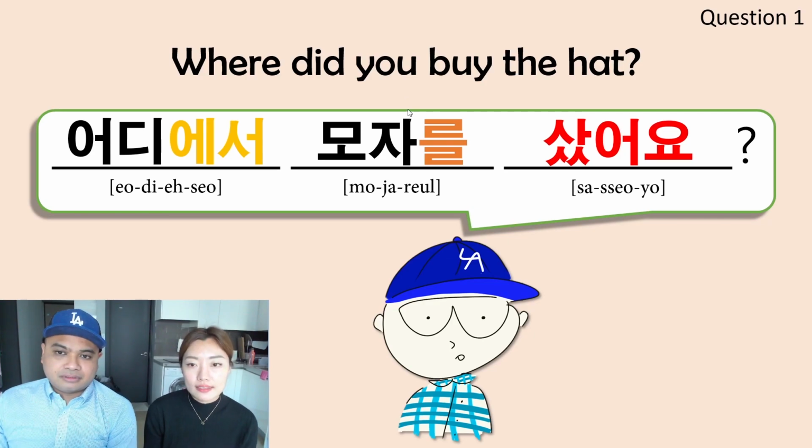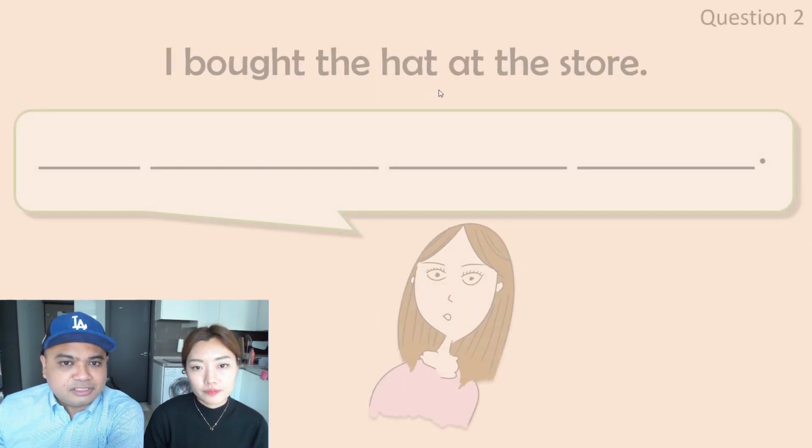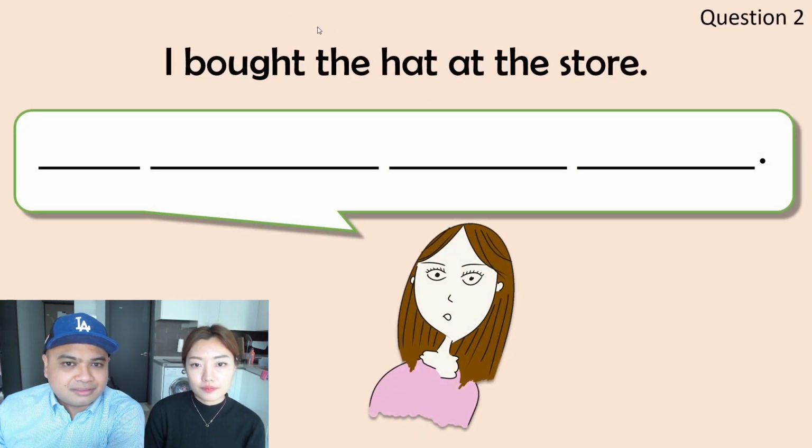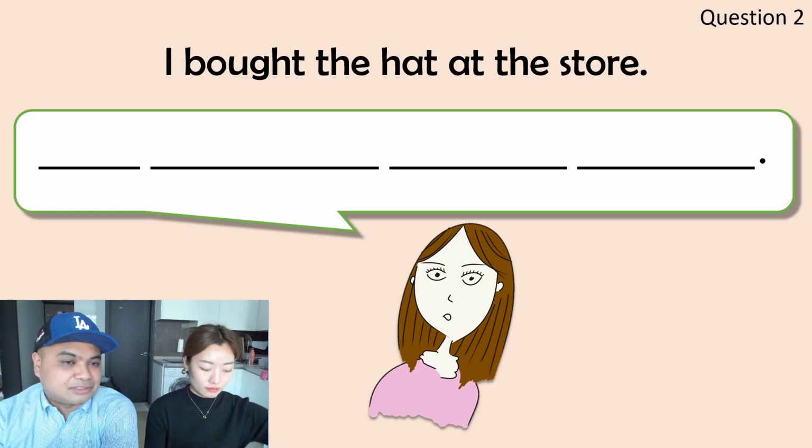어디에서 모자를 샀어요? And Donna, where did you buy your hat? I bought the hat at the store. Wow, surprising. At the store. I would never have guessed.